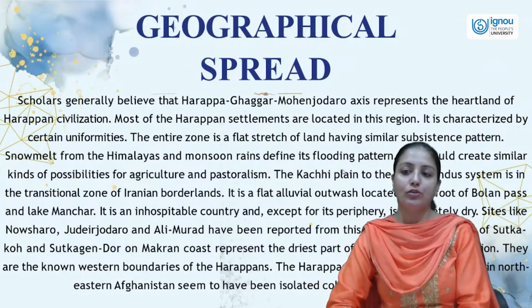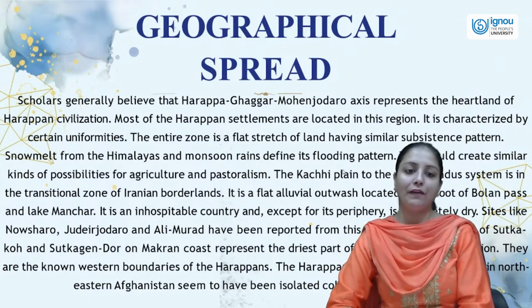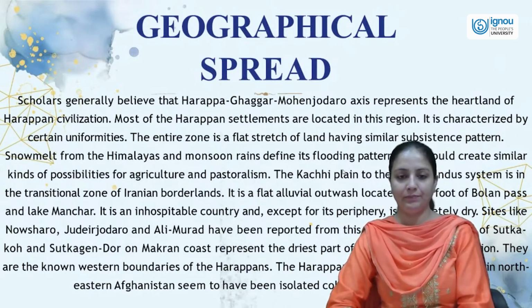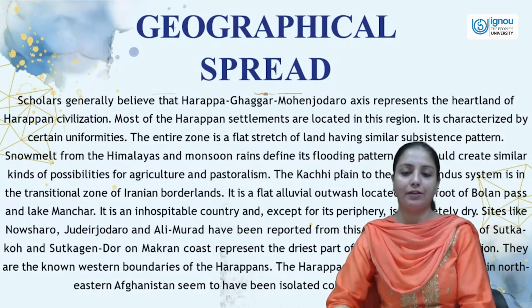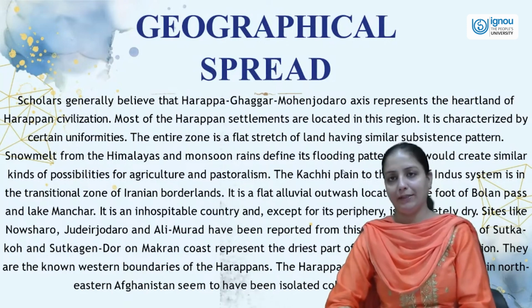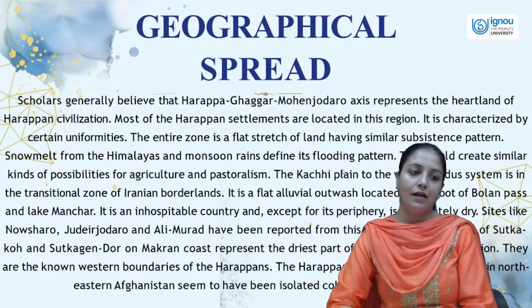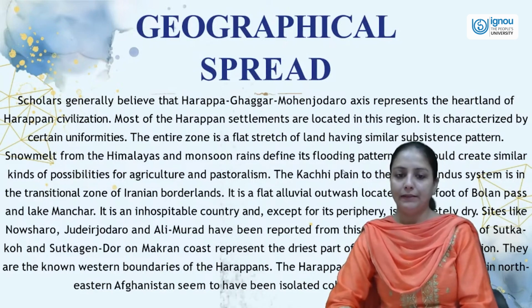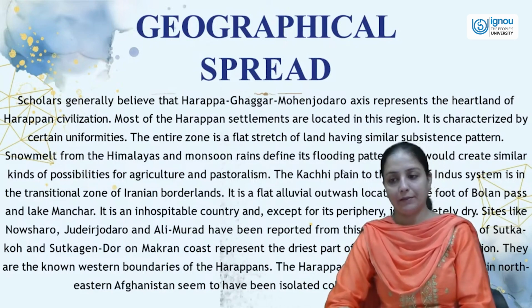The Kachi Plain to the west of the Indus system is in the transitional zone of the Iranian borderlands. It is a flat alluvial outwash located at the foot of Bolan Pass and Lake Menchen. It is an inhospitable country. Except for its periphery, it is completely dry. Sites like Nausharo, Jhukar, Ali Murad have been reported from this area.